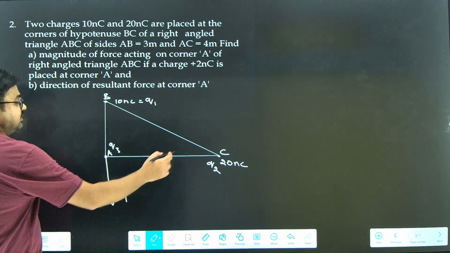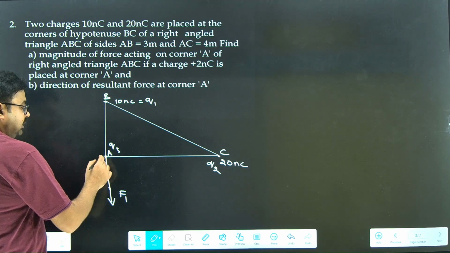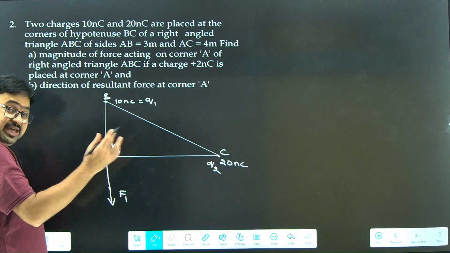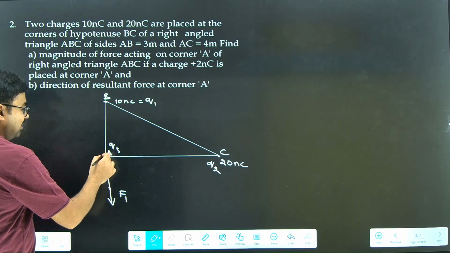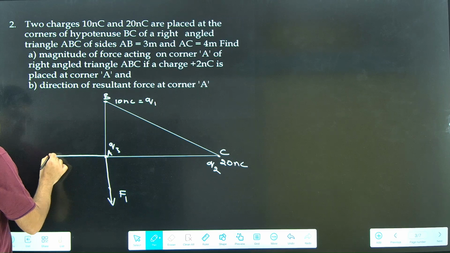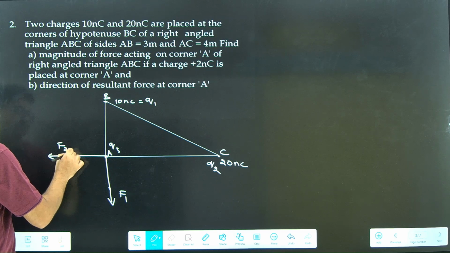Okay. And then there is a force of repulsion that is acting on A due to C. C is a positive charge. A is also a positive charge. So A will be pushed in this direction by C. So let me write that force here. I'll call that force F2.